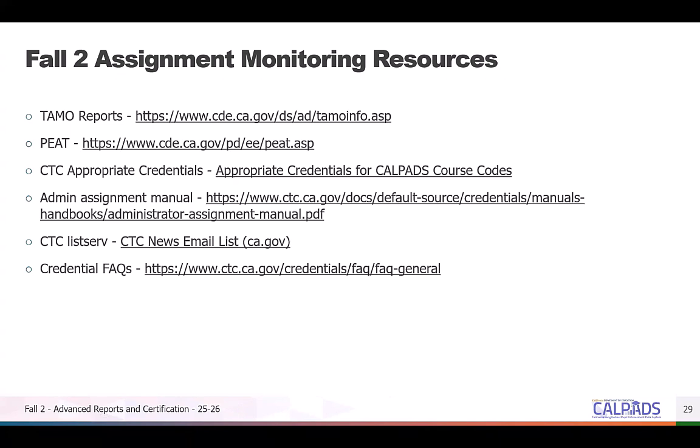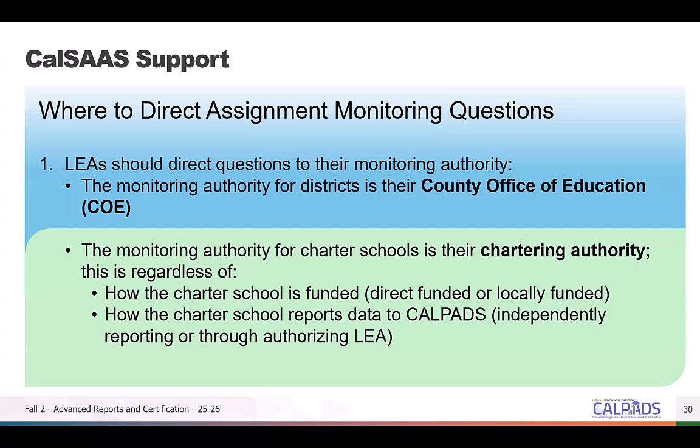Great resources. So if you have CalSAAS questions, where to direct assignment monitoring questions? Well, LEAs should direct questions to their monitoring authority. Their monitoring authority for their districts is their county office of education. And if you're a charter, the monitoring authority for charter schools is their chartering authority.